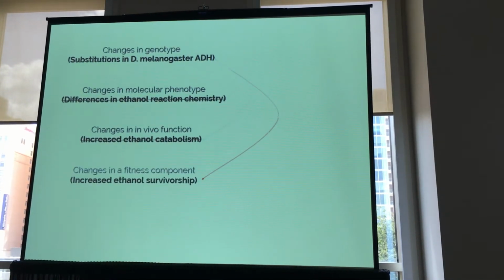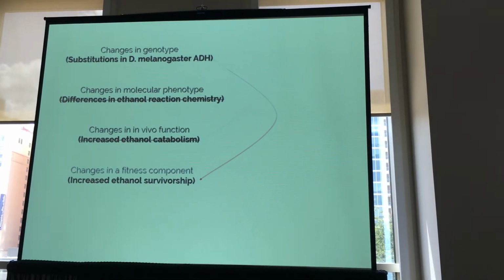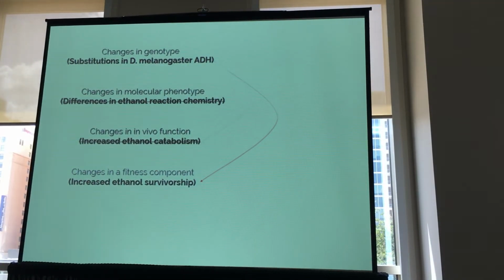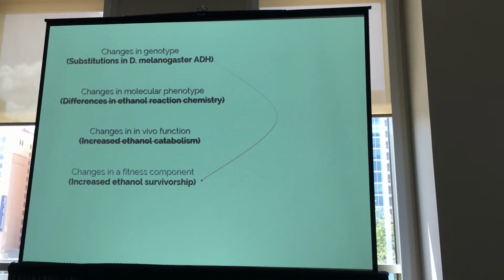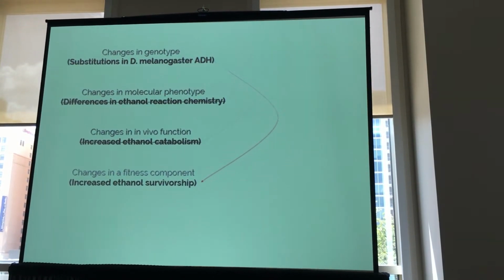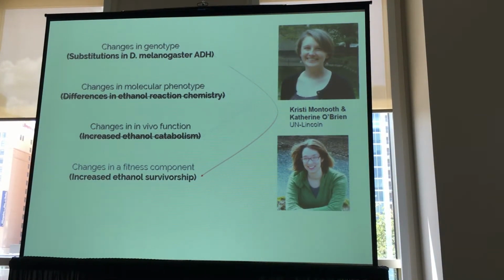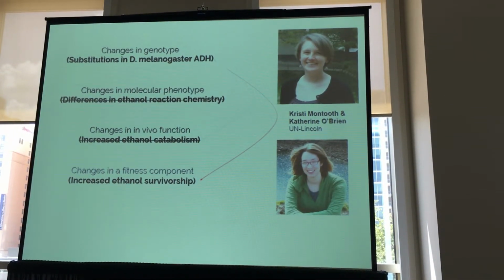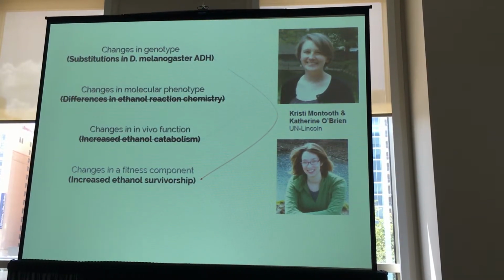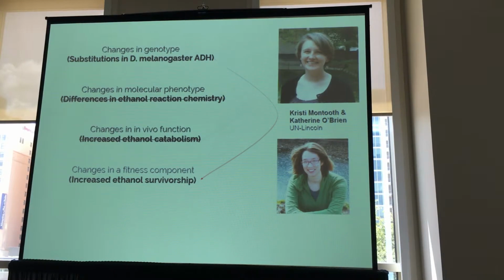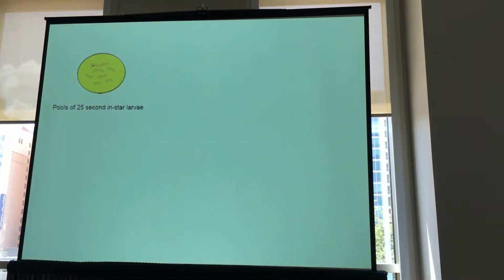But ultimately, the most interesting part is, do these changes affect the organismal phenotype? That is, do the substitutions in the melanogaster ADH confer an ability to tolerate higher levels of ethanol in animals? And to do this, I went to Nebraska and worked with my undergrad mentor, Christy Montooth, under the tutelage of Catherine O'Brien, thank you. And we did some painful experiments where we actually went and figured out what the ethanol tolerance of these transgenic animals was.